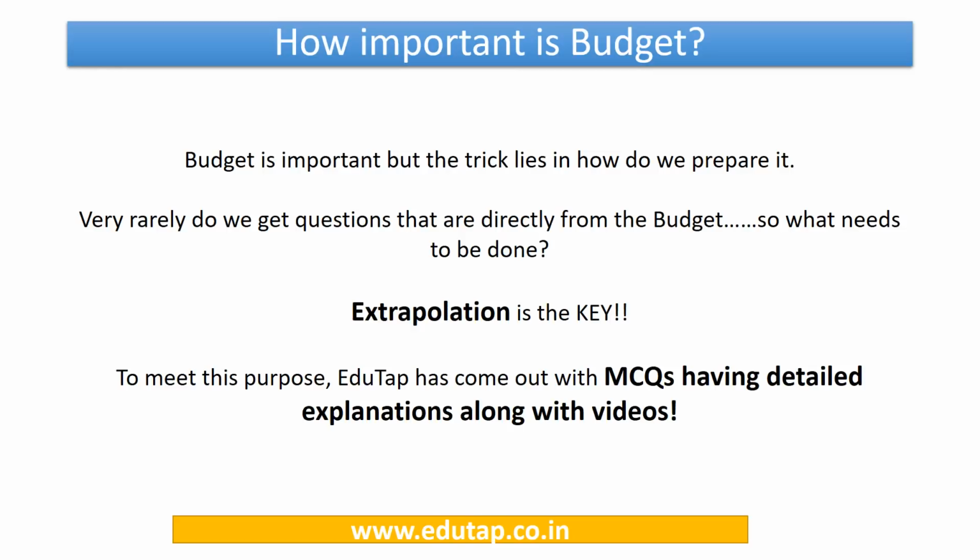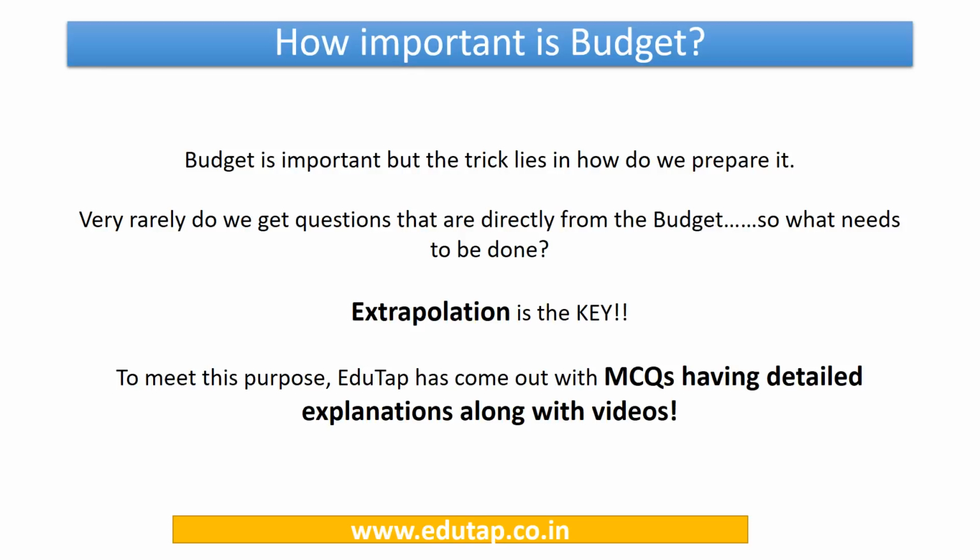So now, what needs to be done? We have come out with a unique way of covering this budget where we are going to give you MCQs that would have detailed explanations. So basically what we are going to do is we are going to extrapolate. So what is this extrapolation that we are talking about?